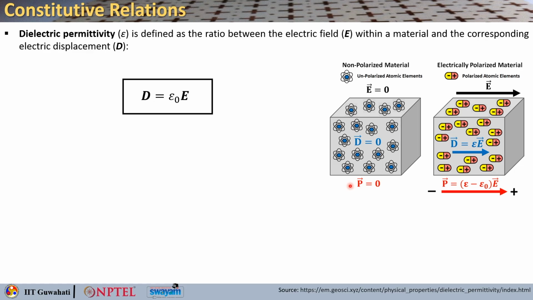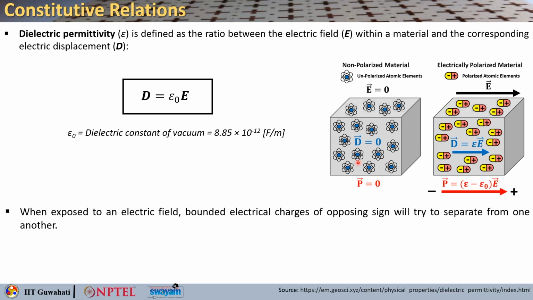So, this is an unpolarized material. The polarization is 0, the electric field is also 0 when it is not there, so the displacement is also 0. But as soon as, what is happening to this material when exposed to an electric field?